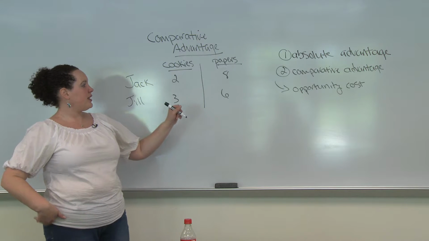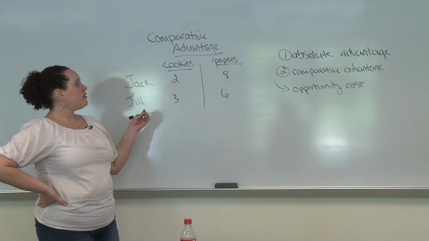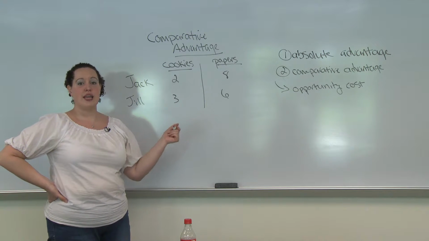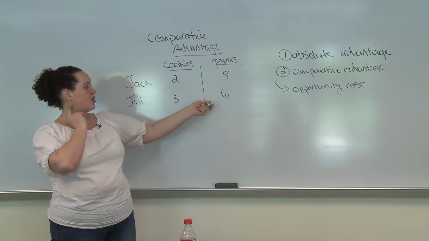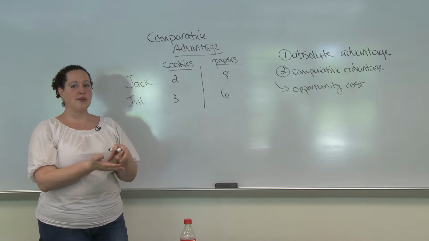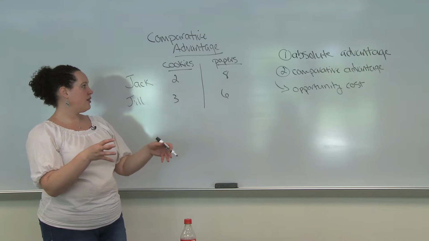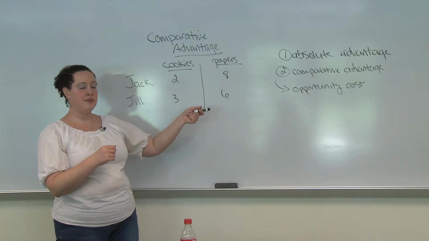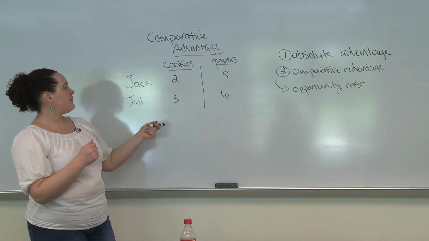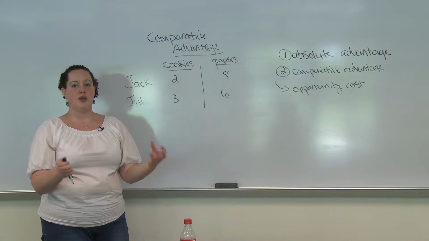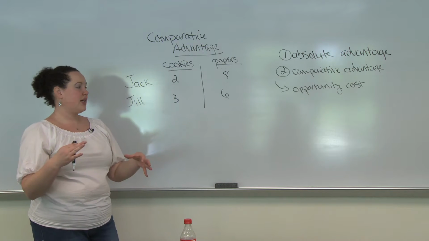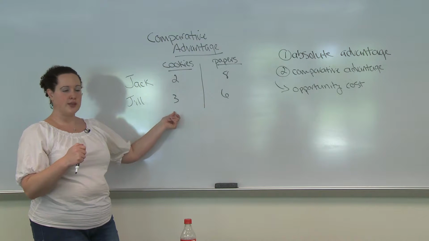So if we're talking about cookies and papers, given, say, the same time block, say 5 hours, Jack can produce 8 papers and Jill can produce 6. So given the same amount of resources, that 5-hour time block, Jack can write more papers than Jill can. The same thing with cookies. Given 5 hours, Jack can produce 2 batches of cookies, Jill can produce 3. Given the same resources, that 5-hour time block, Jill can produce more cookies.